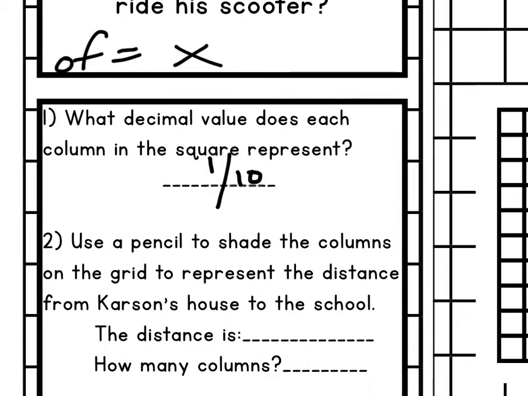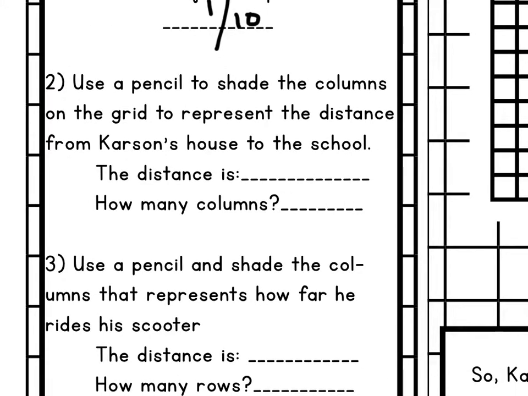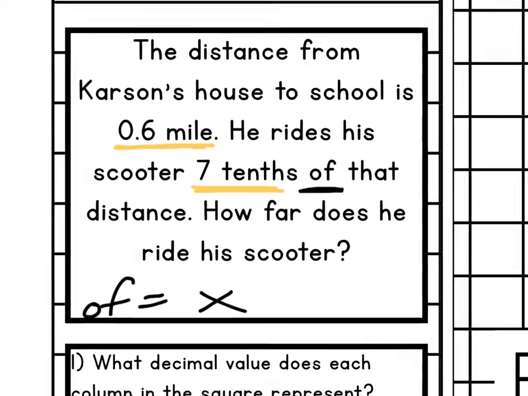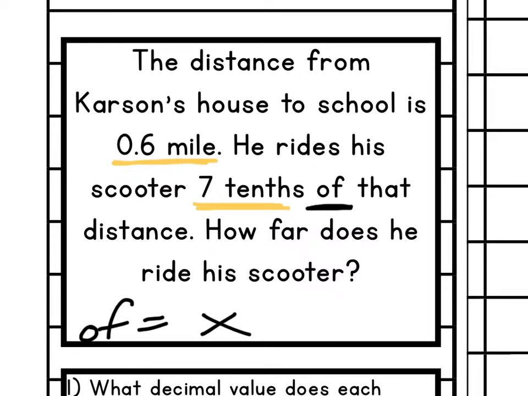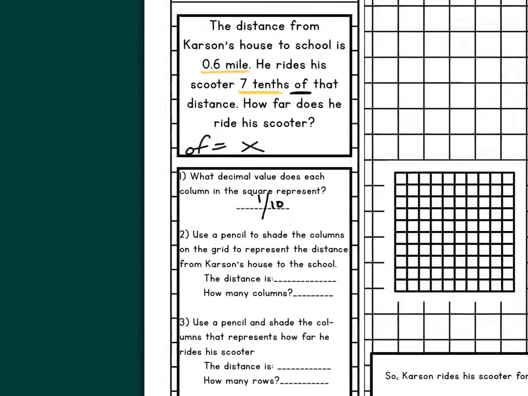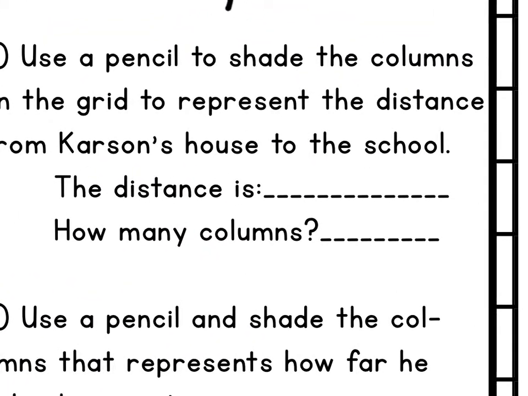So if we look at the second step right here, let's zoom in here. It says, use a pencil to shade the columns on the grid to represent the distance from Carson's house to the school. So if we look at the problem, the distance from Carson's house right here to the school is 0.6 miles. And so the distance, let's write that down, is 0.6 miles.